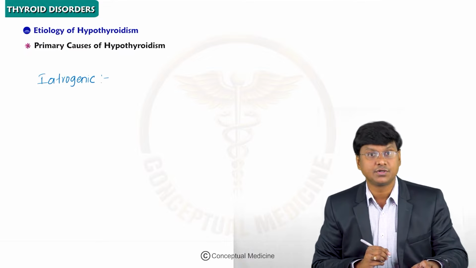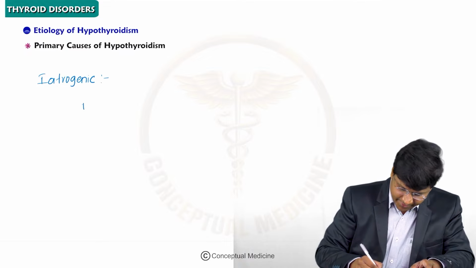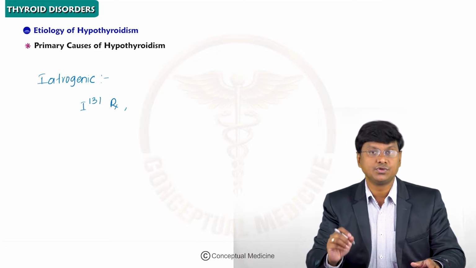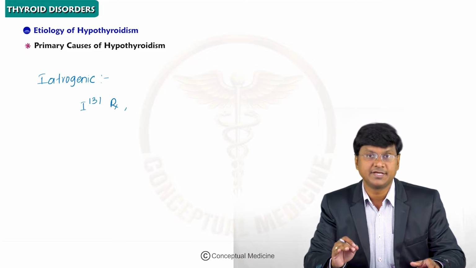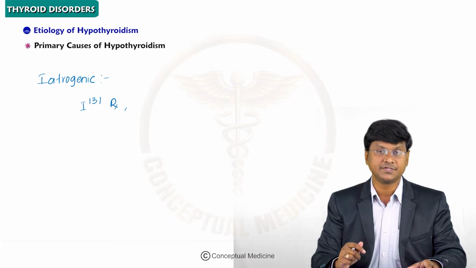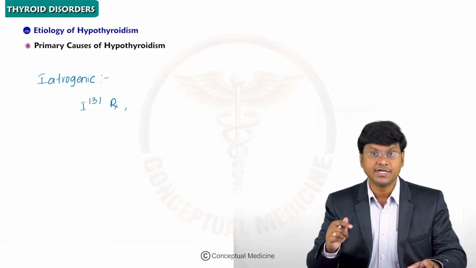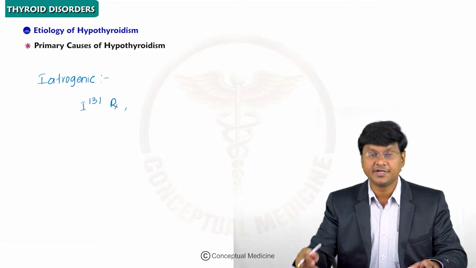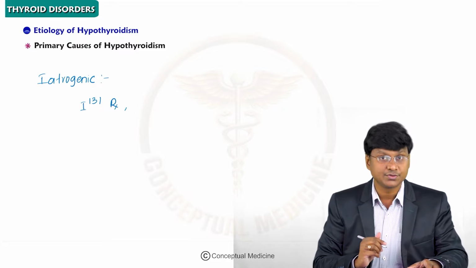So, the iatrogenic causes include, number one, iodine-131 therapy. In patients with hyperthyroidism who are not able to be managed with medical management, we give iodine-131 treatment. This iodine-131, if it is given in excess doses, can make the individual land up in permanent hypothyroidism. That is an iatrogenic cause.